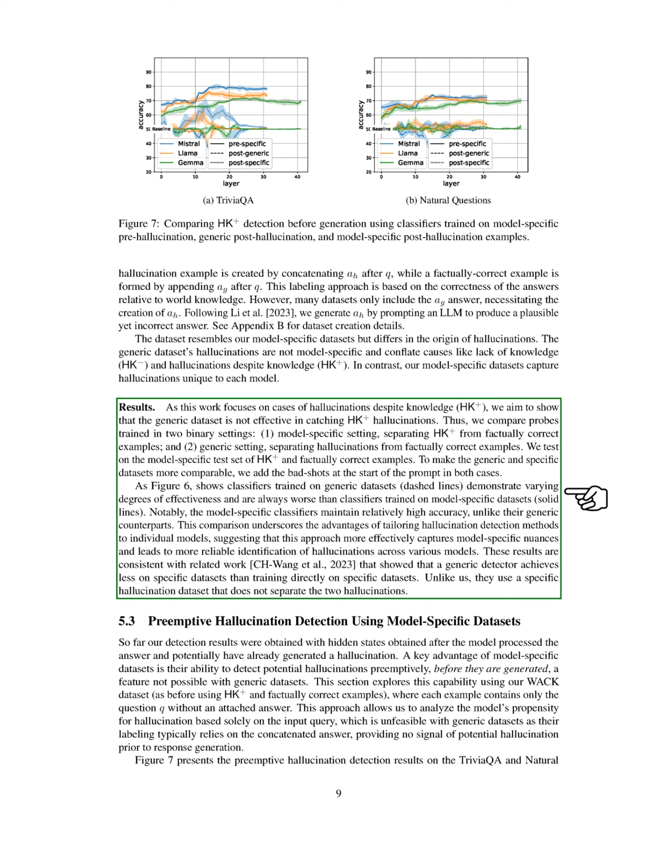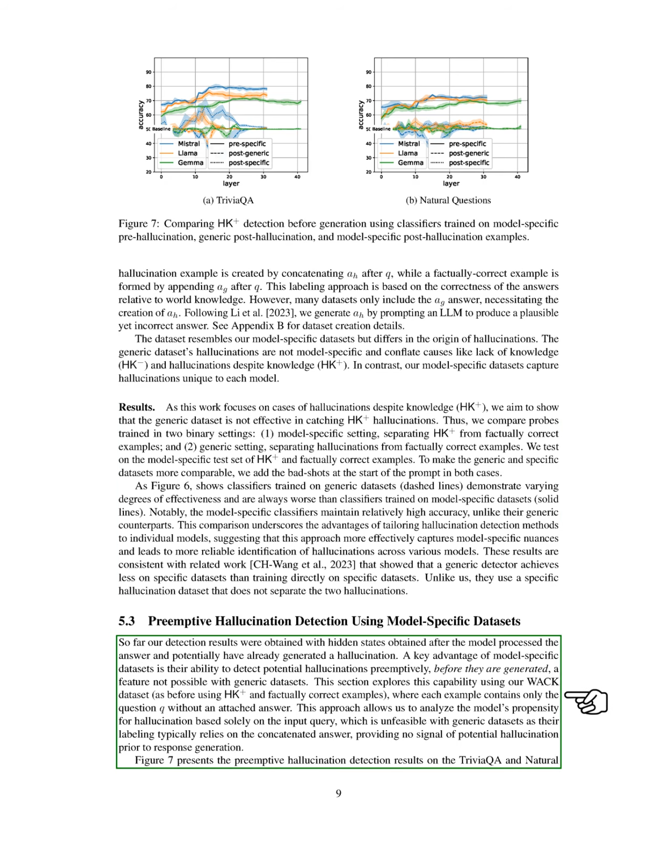Our findings show that classifiers trained on generic datasets perform poorly compared to those trained on model-specific datasets. The model-specific classifiers maintain high accuracy, highlighting the benefits of customizing hallucination detection methods for individual models. This aligns with previous research indicating that generic detectors perform worse on specific datasets than those trained directly on them. We also explore the potential for preemptive hallucination detection using model-specific datasets.